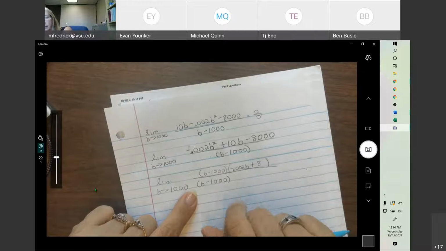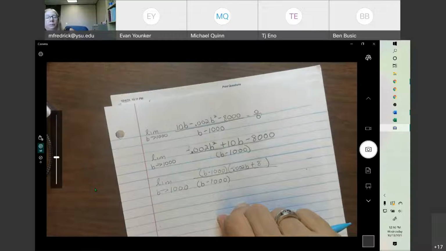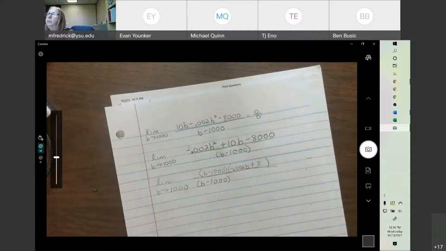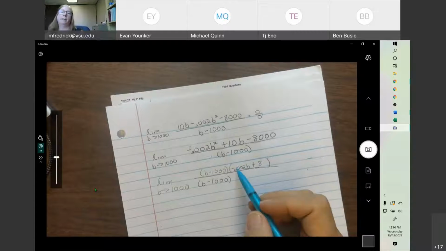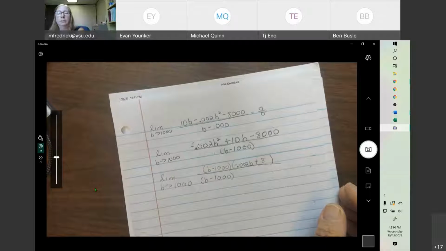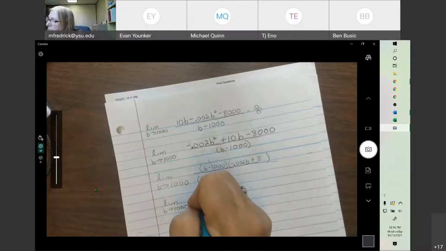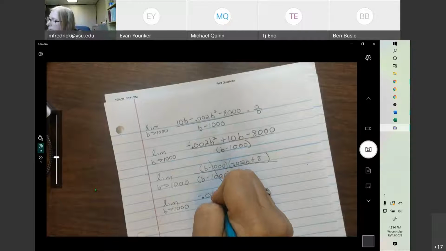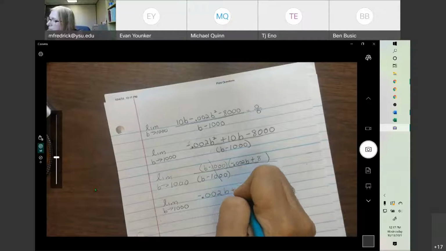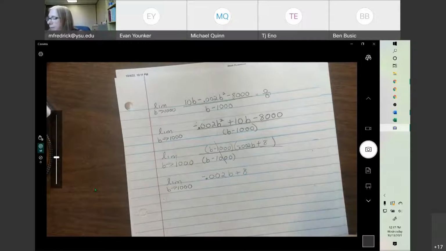Any questions on the factoring? So that's one way of doing it. You could use long division and divide this. You could use synthetic division. Any questions? Okay. These will cancel. And once this bottom one cancels, you can plug your 1,000 in again.